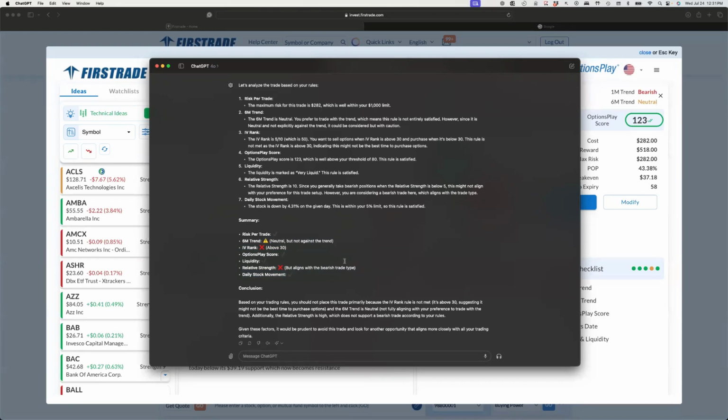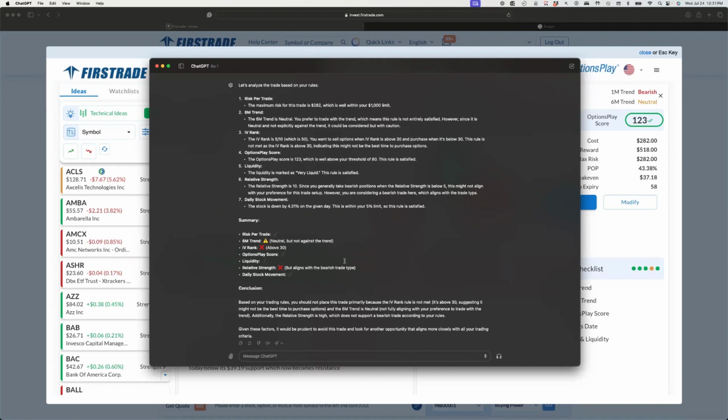So this gives me a clear indication that, okay, this does not fit all of the rules of my trading. Now, that doesn't necessarily mean that you have to only trade stuff that meets every single one of your rules. But if you're going to break your rules, you should be aware of which ones you're breaking, how many you're breaking, because you should be able to look back after you place a trade and audit your trades afterwards and say, did I follow my rules?